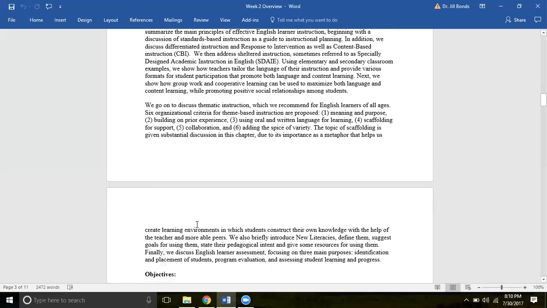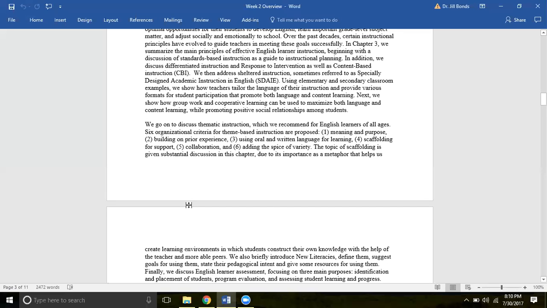So once again, scaffolding, a very important term. I think most of us know what it is, but really it just allows our English learners to collaborate.